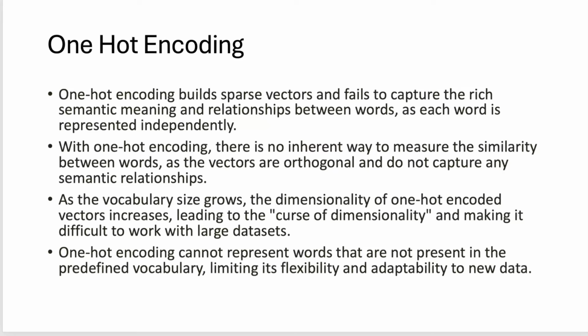Now, one hot encoding cannot represent words that are not present in the predefined vocabulary. So if it finds a new word that's not in the vocabulary, it's like, hey, I have no idea what you mean. So there is limited flexibility and adaptability to new data when it comes to one hot encoding.